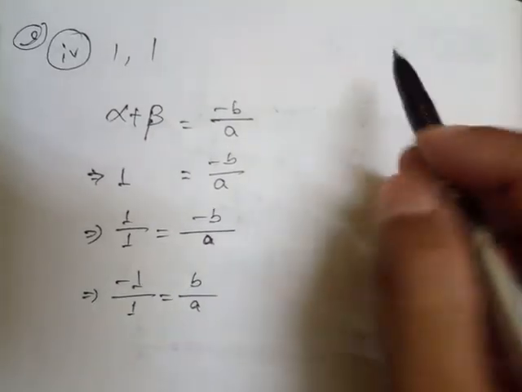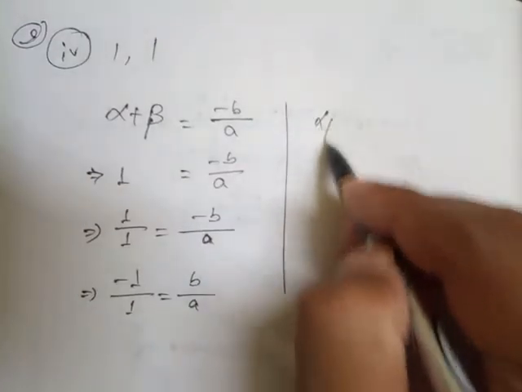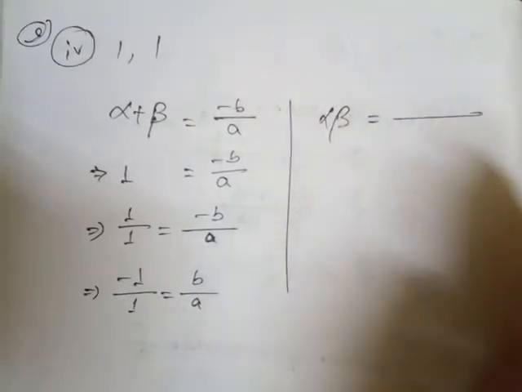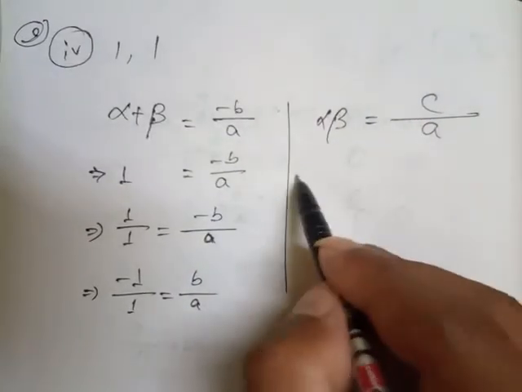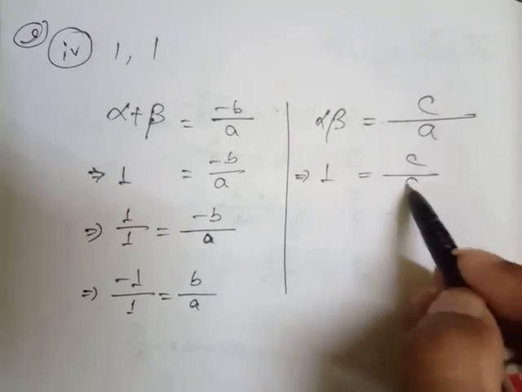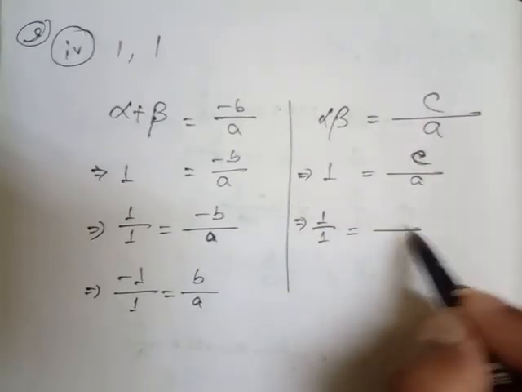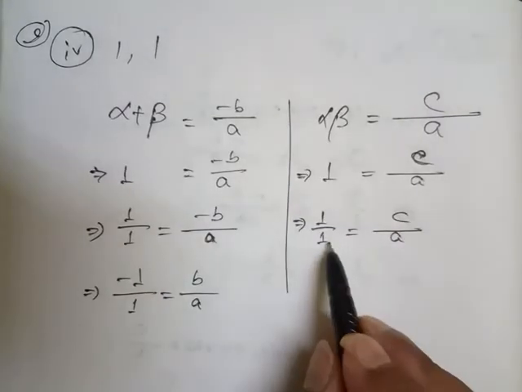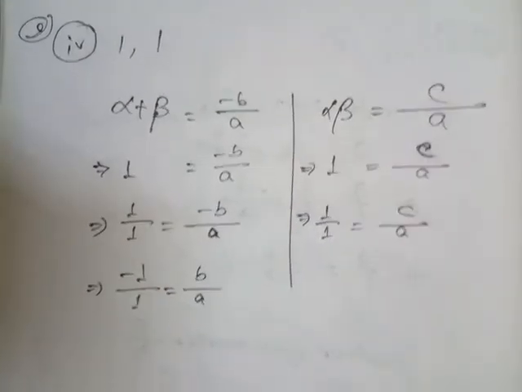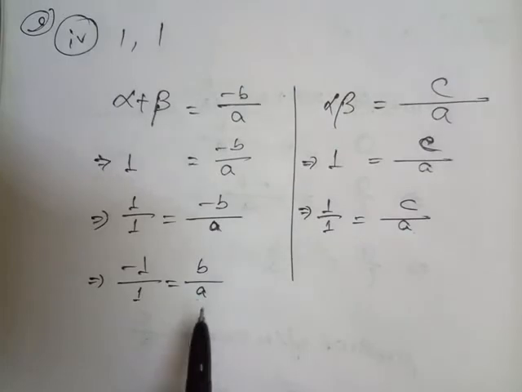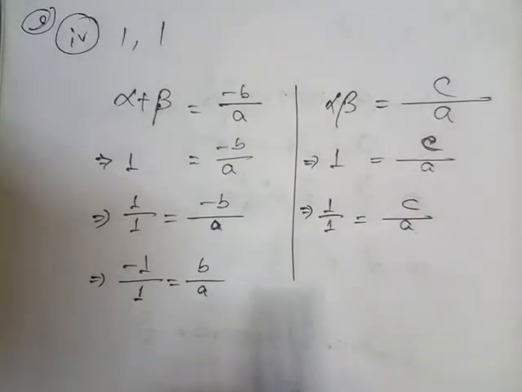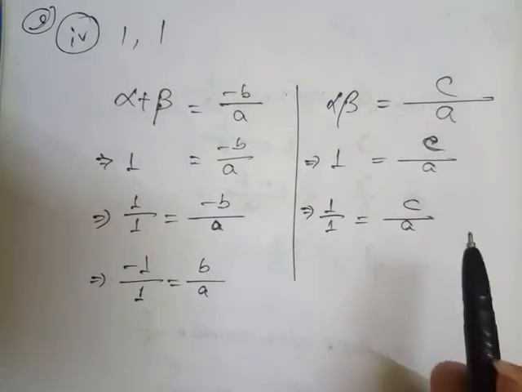Now, the product of the zeros means alpha into beta, which is c by a. The product is also given here as 1, so c by a. Now in the next step, if I write 1 by 1 equal to c by a, a is equal to 1 and c is equal to 1. One more thing students, a is 1 and b is minus 1, and a is 1 and c is 1.